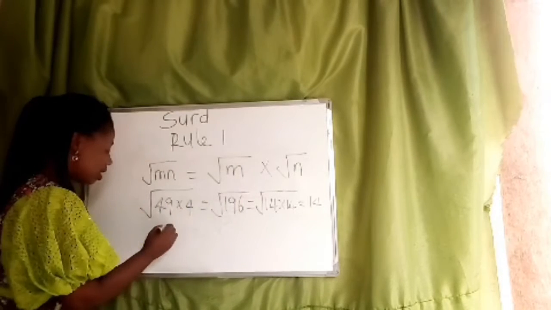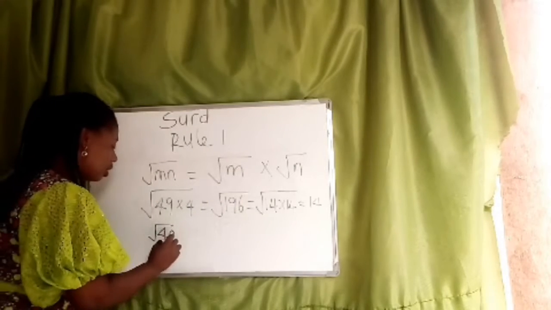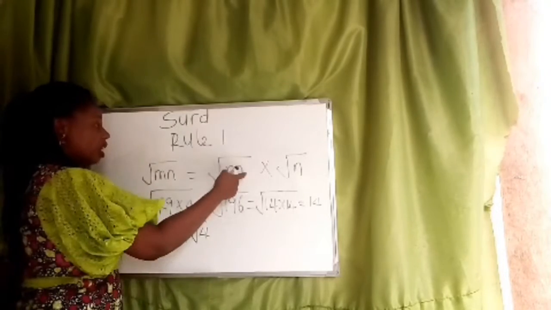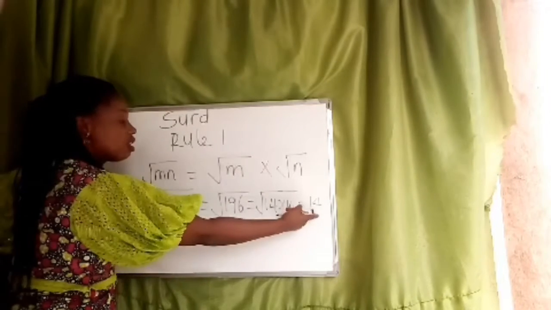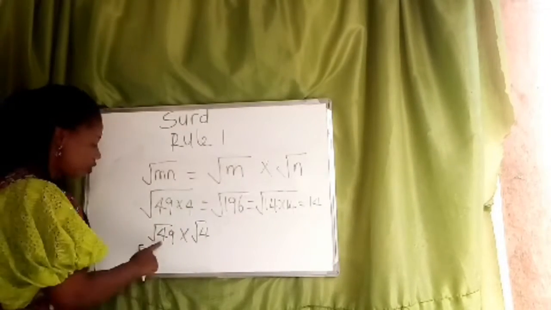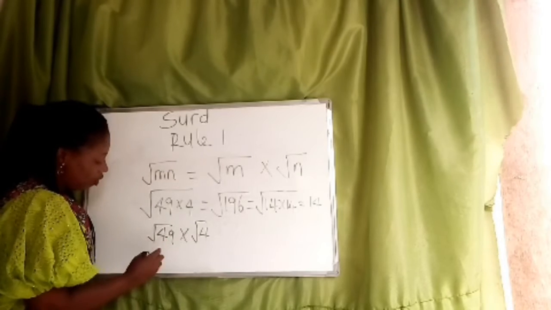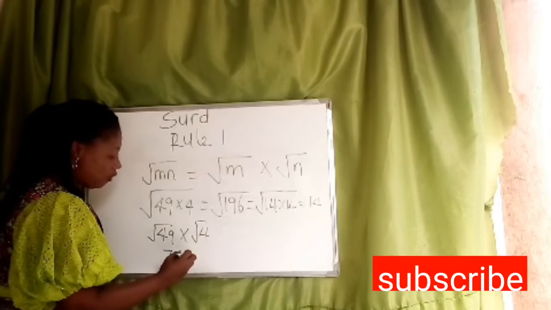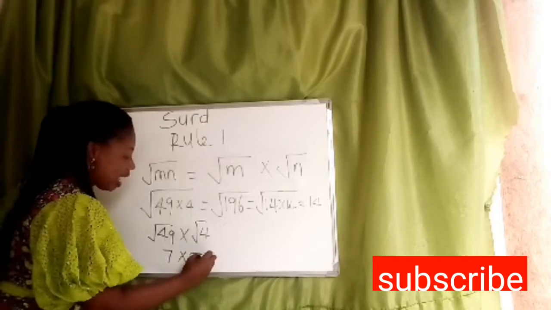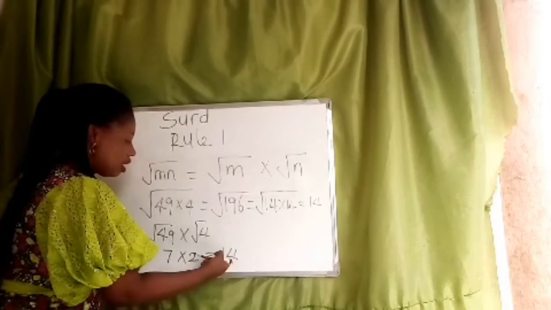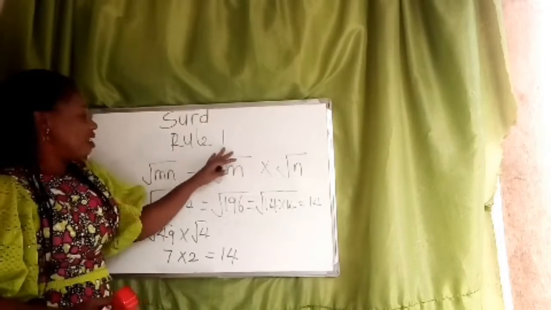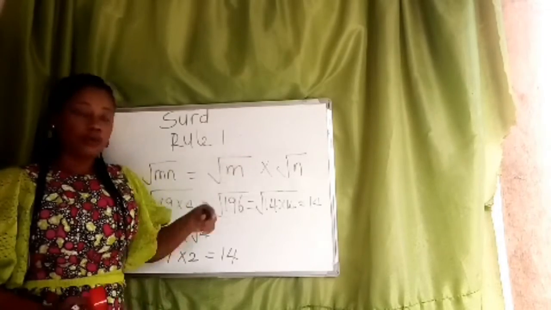If it is written as the root of 49 times the root of 4, which is in this form, let us see if it will still give us 14. So this is the square root of 49. The answer is 7, times the square root of 4, which is 2. So that gives us 14. This is 14 and that's 14. So you can see that this and this are equal.